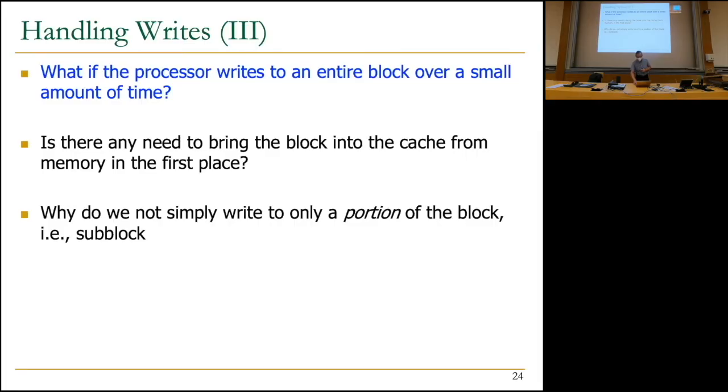So people have developed the idea of sub-blocked or sector caches. Why don't we simply write to a portion of the block as opposed to the entire block? This is called a sub-block, basically. For example, if you're doing a 4-byte write out of a 64-byte block, you write to that 4-byte portion and validate only that portion. The remaining 60 bytes will be invalid. So now you need to have partial valid bits for different parts of the block.